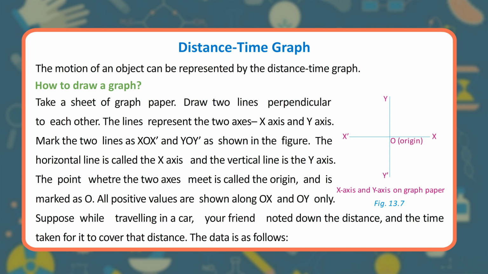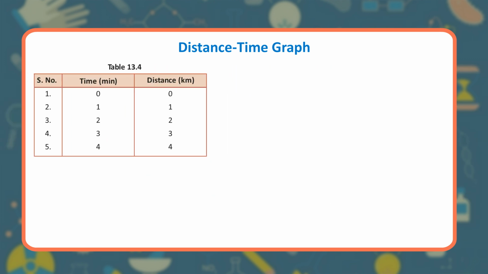All positive values are shown along X and Y only. Suppose while traveling in a car, your friend noted down the distance and the time taken for it to cover that distance. The data is as follows. X-axis and Y-axis on graph paper. Table. Serial number, time in minutes, distance in km: 1, 0, 0; 2, 1, 1; 3, 2, 2; 4, 3, 3; 5, 4, 4.